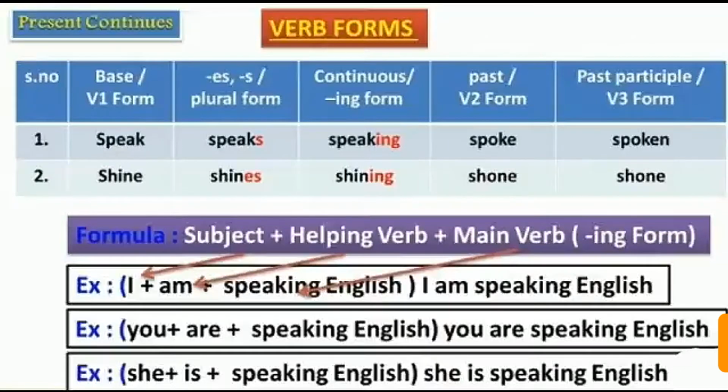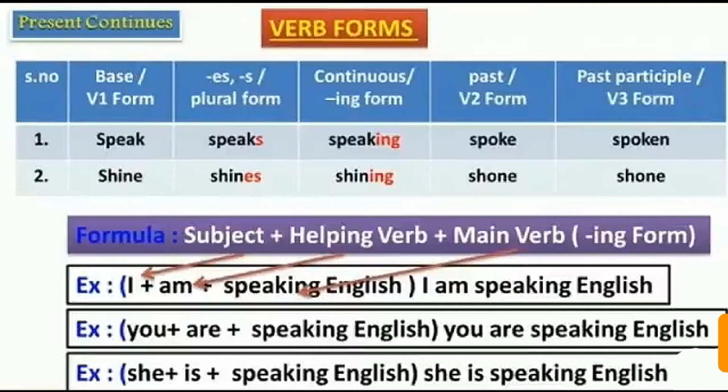Let us discuss some examples to make it more clear. I am speaking English. Here I is the subject, am is the helping verb, and speaking is the main verb. Then English is the object. In the second sentence, you are speaking English. So you is the subject, the helping verb is are, and the main verb is speaking. English is treated as the object.